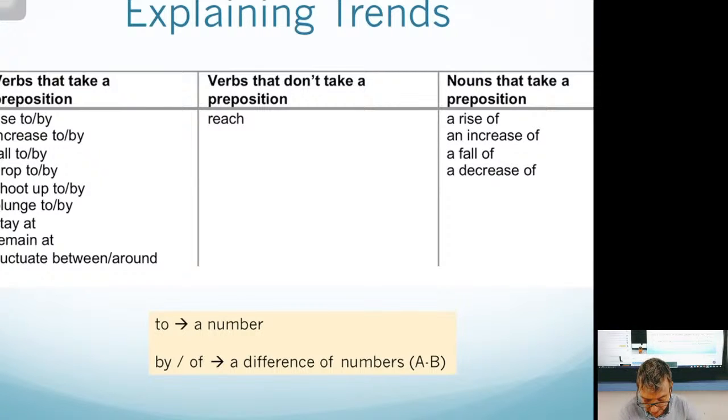Next up then, explaining trends, we have verbs that take a preposition. So you can use to and by as we've just seen in the example. And then when you're converting the other way to nouns, you can use of.